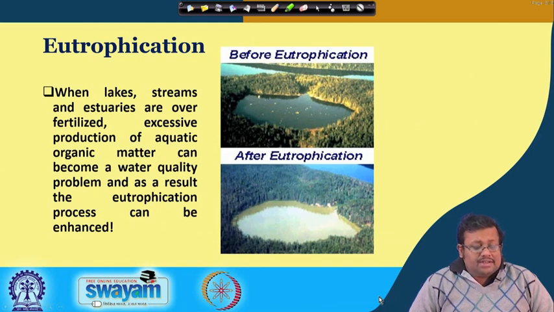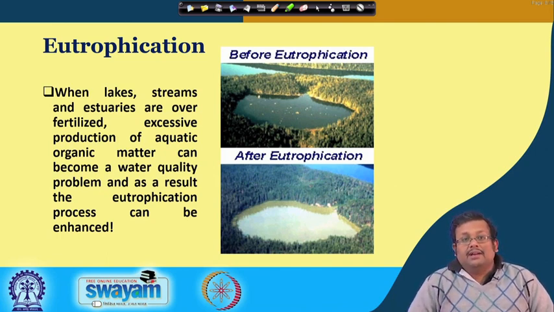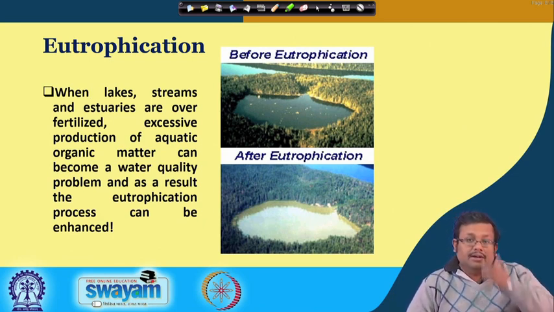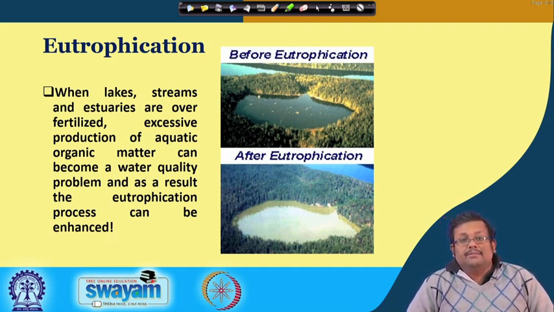Eutrophication is basically a scenario when lakes, streams and estuaries are over fertilized, and this excessive production comes because of enrichment of different water bodies from the runoff, which basically carries soil along with some nutrients. So when these nutrients enter into the water body, they create excessive production of aquatic organic matter, and this aquatic organic matter can become a water quality problem because it uses up all the dissolved oxygen present in the water, and as a result the eutrophication process can be enhanced.